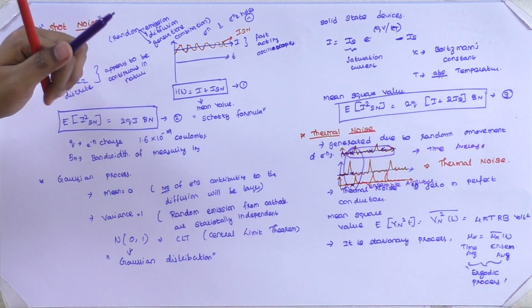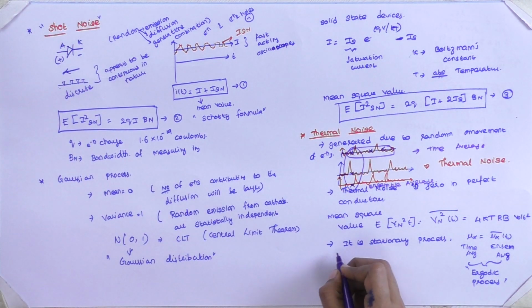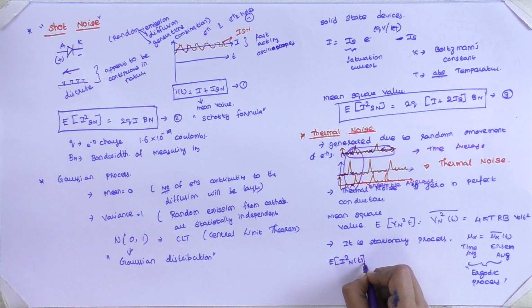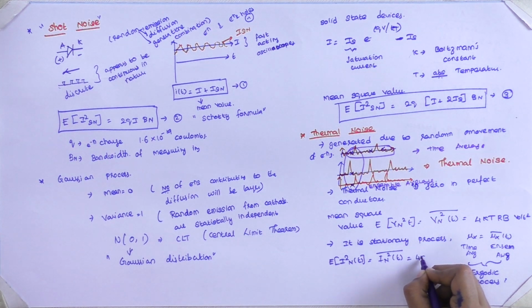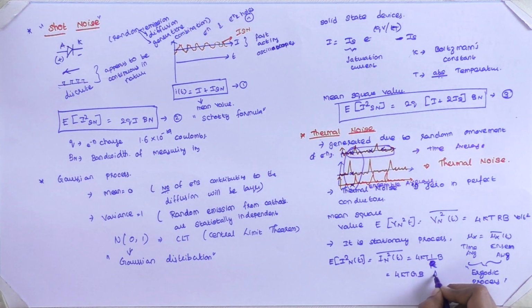In terms of current, the same mean square value: expectation of I square n of t, in terms of the ensemble value, is equal to 4kT. R can be replaced by G, that is 1 by R, therefore 4kTGB amp square.